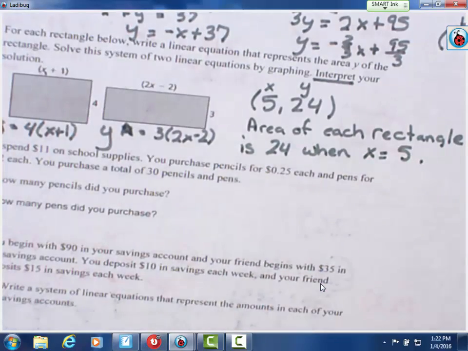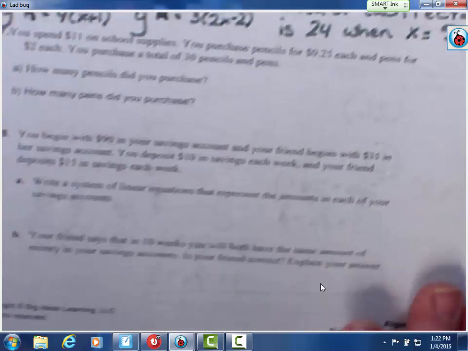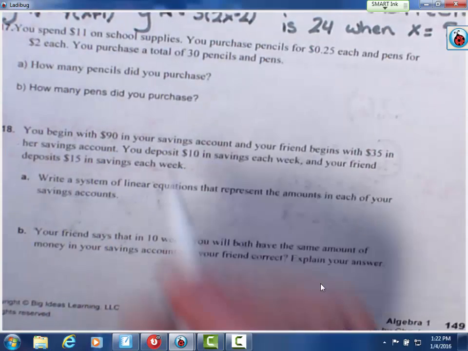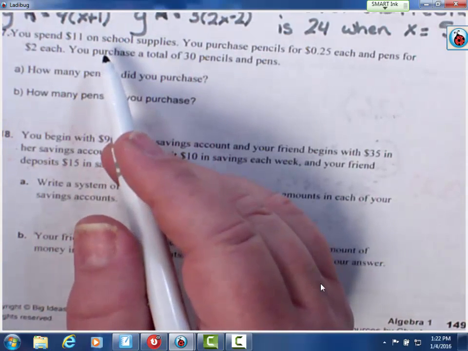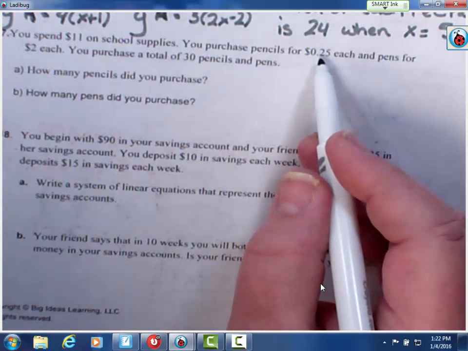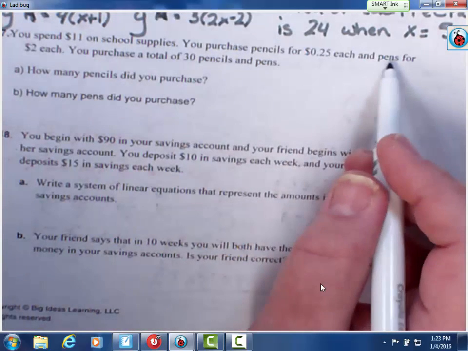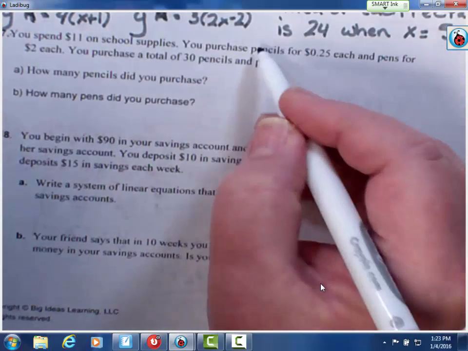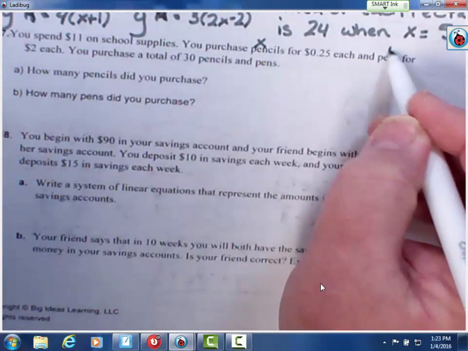Okay. Number 17, you spend $11 on school supplies. You purchase pencils for 25 cents each and pens for $2 each. You purchase a total of 30 pencils and pens. How many pencils did you purchase? How many pens did you purchase? Okay, so I spent $11 on school supplies and my pencils were 25 cents each. Let's see, I've got pencils and pens. I don't want to use P. I think I'll just use X and Y. Okay, so X is pencils and pens is Y.